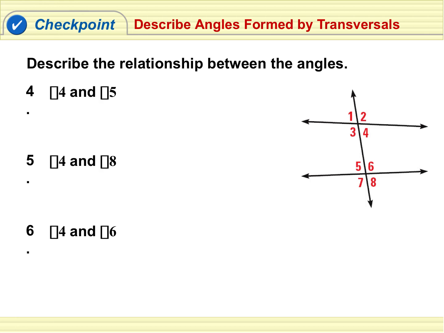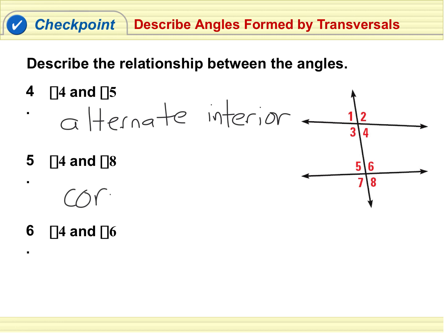Okay. I want you guys to try these ones first, and then we'll go over them together. First, we're looking at 4 and 5. What'd you guys say? Alternate interior. You are correct. They are on the inside of the parallel lines and on opposite sides of the transversal. All right, what about 4 and 8? Corresponding. Why is it corresponding? They're on the bottom of the parallel lines, and they're on the same side. So they're neither interior nor exterior, so it has to be corresponding. It's the only other option.